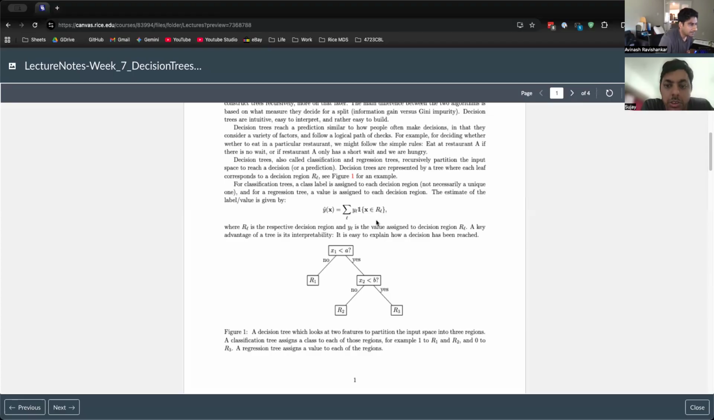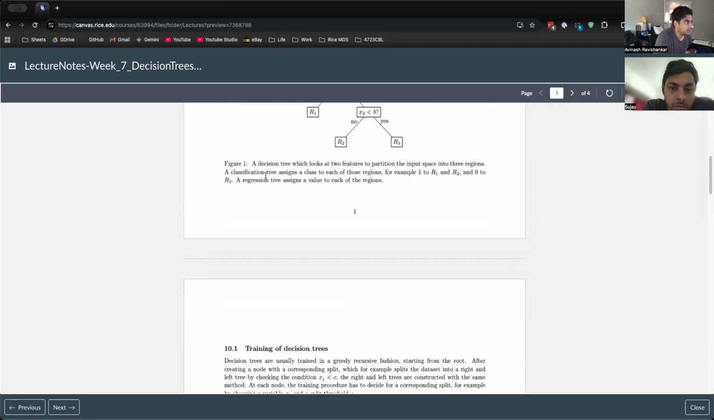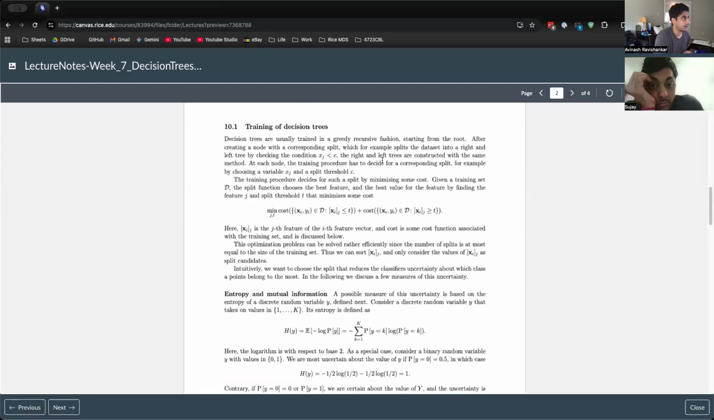Now you do this repeatedly to make it a tree. And when we sum all of them, what are we getting? Y hat of x. Yes, we're getting the predicted value. Because they'll all have to follow yeses then, right? Yes. Okay, perfect. So this page makes sense. A decision tree which looks at two features to partition the input space into three regions: R1, R2, R3. Okay, got it. That makes sense. I don't have any questions there.